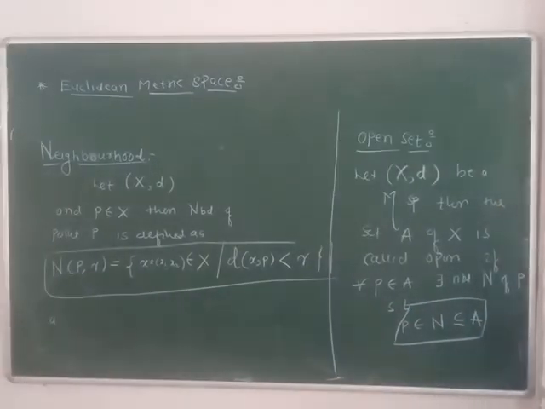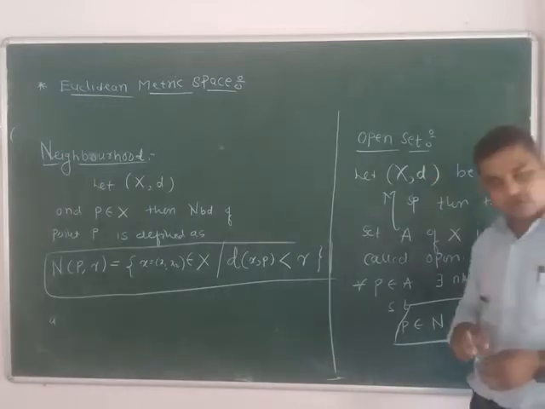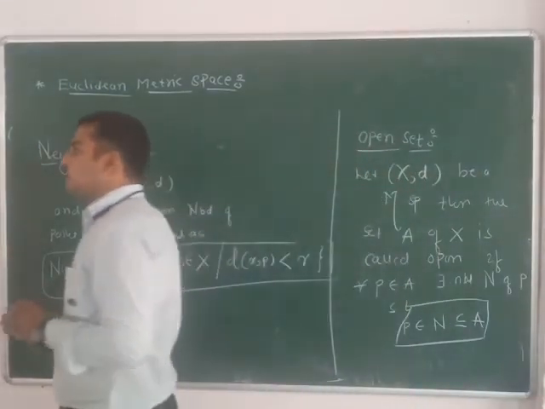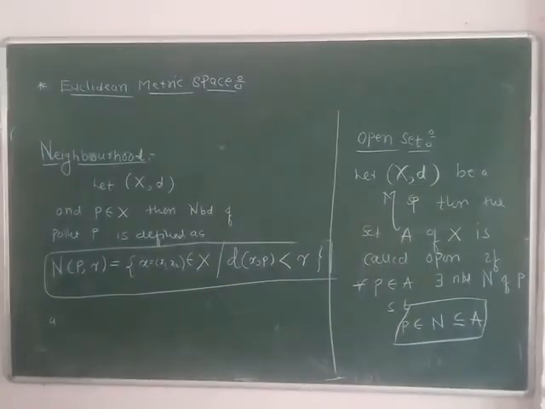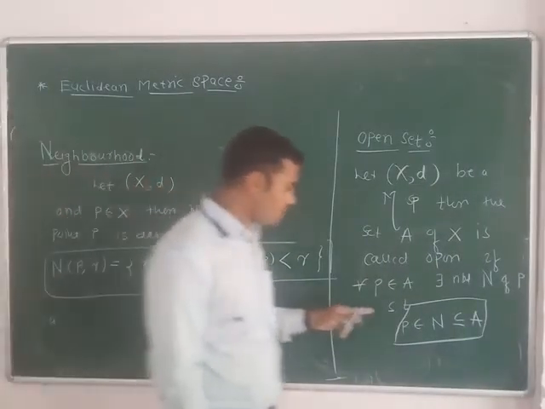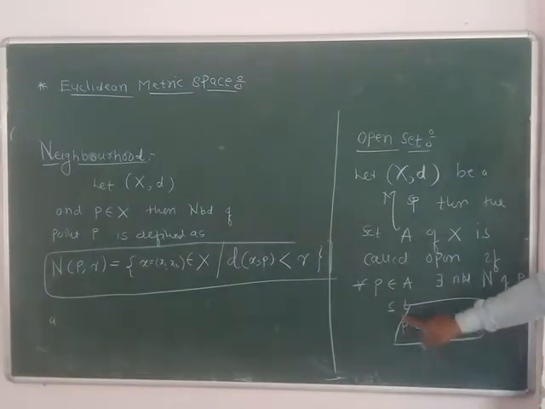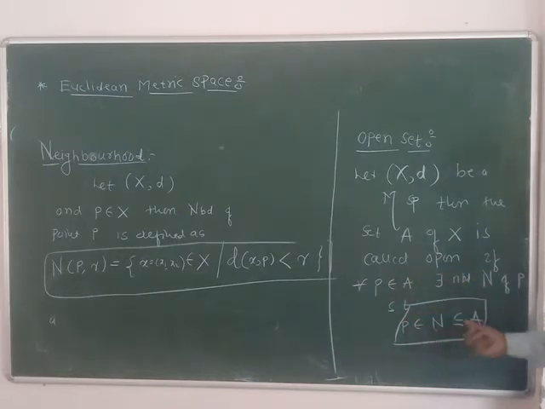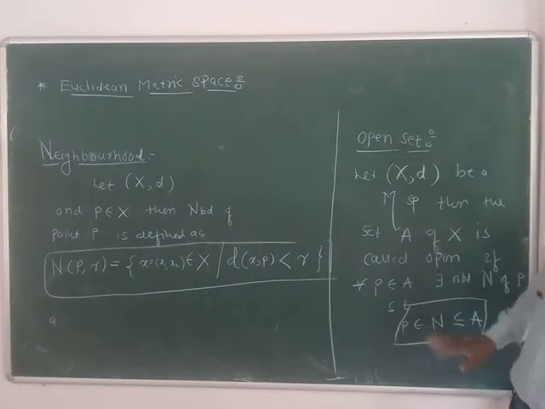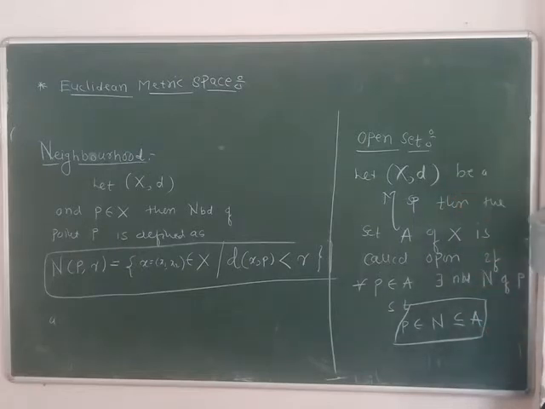If this condition gets satisfied, then we say that this set A is an open set. That is, every point has a neighborhood in this set A. For all P belongs to A, every point has a neighborhood in A, then we say that the set A is an open set.